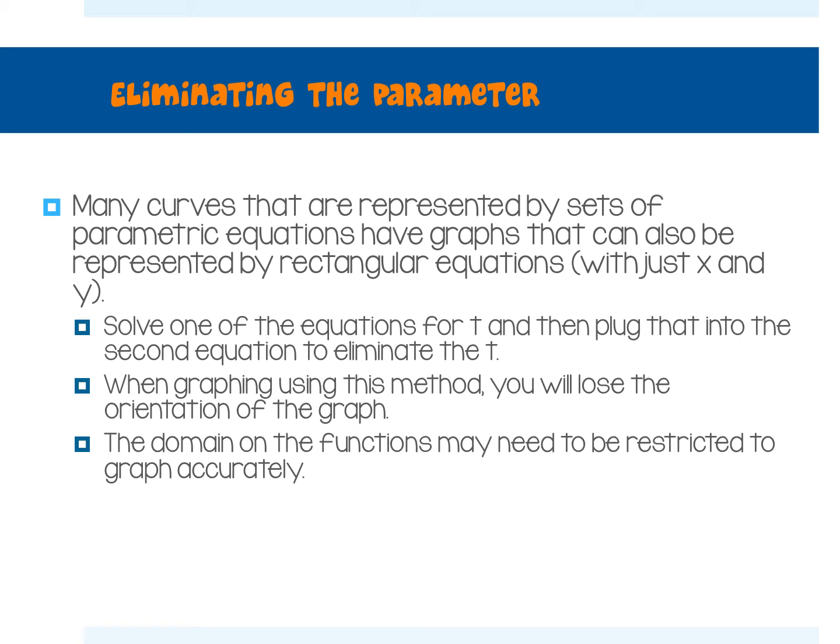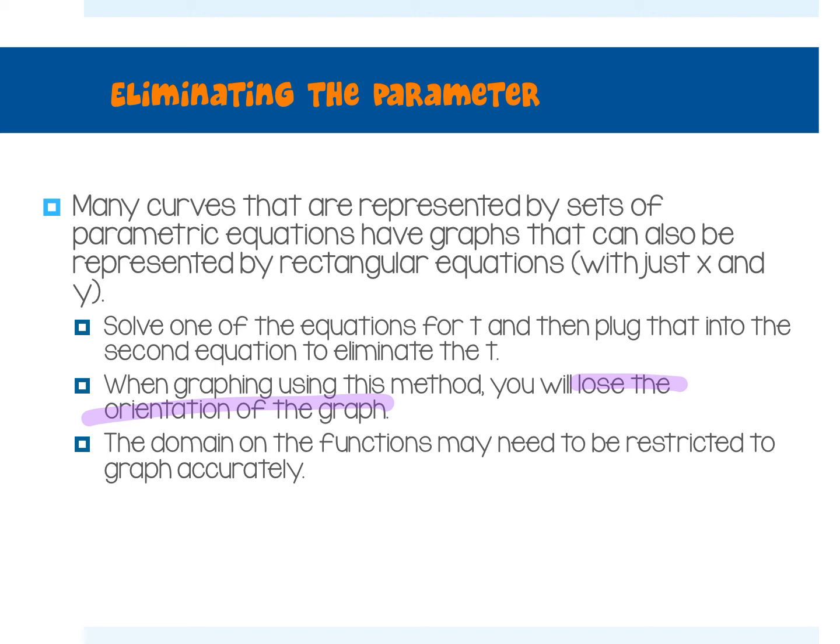But it's important to realize that you're going to lose the orientation of the graph. So you won't know which direction it's going in. These are approximations of the graphs. The way that we did it the first time is much more specific and much more accurate, okay? For the last thing, it says the domain on the functions may need to be restricted to graph accurately.